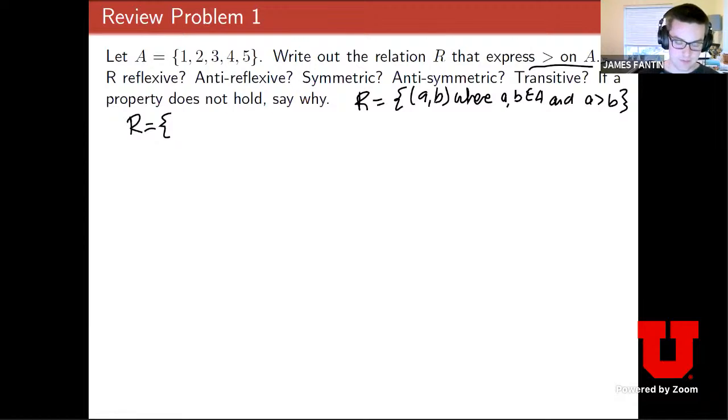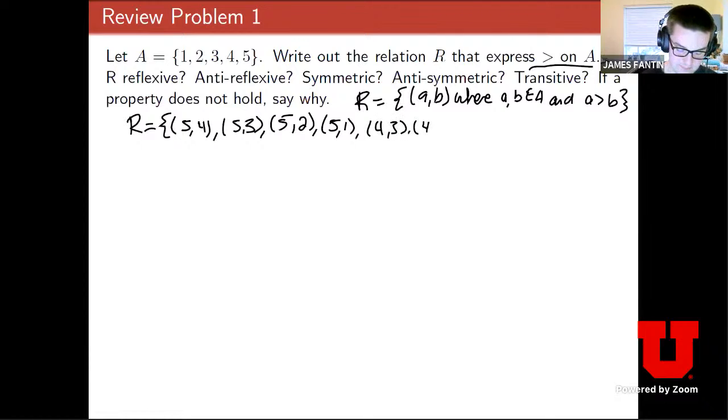So what elements do we have? Well, certainly we have 5 is greater than 4, so it's in the relation. And 5, 3 is in the relation. 5, 2 is, and 5, 1 is. And then we've got 4, 3 in the relation, 4, 2, and 4, 1, and 3, 2, 3, 1, and 2, 1. And those are all the elements.